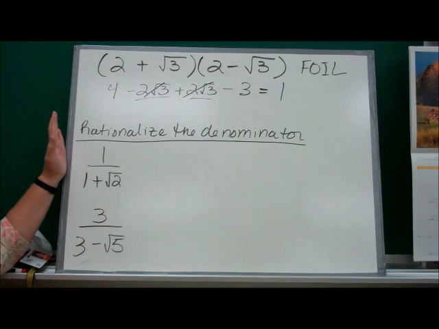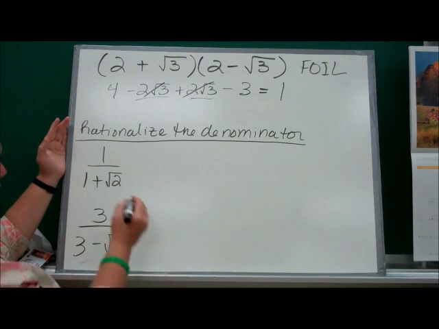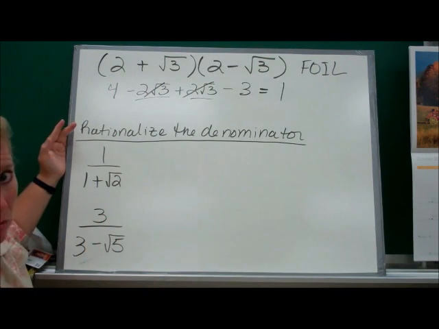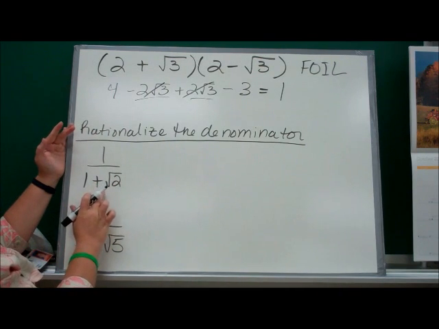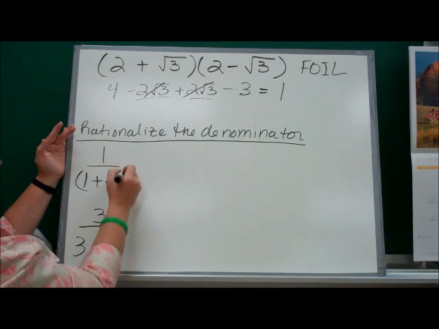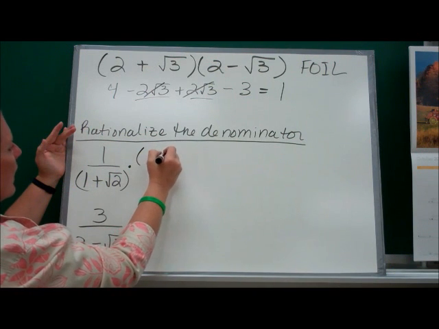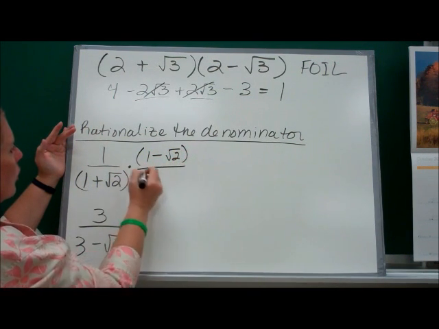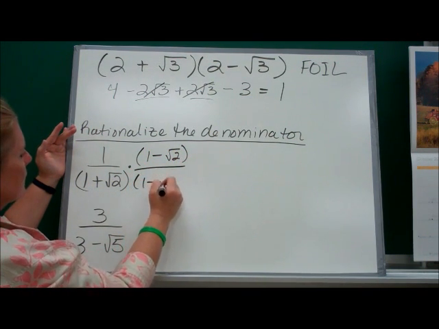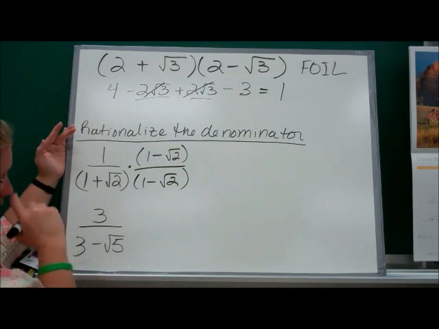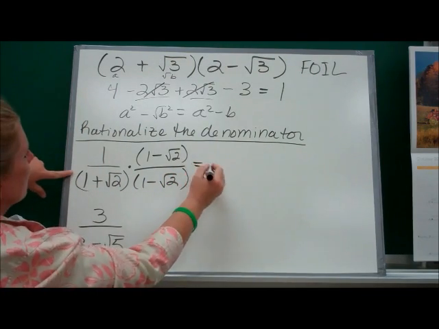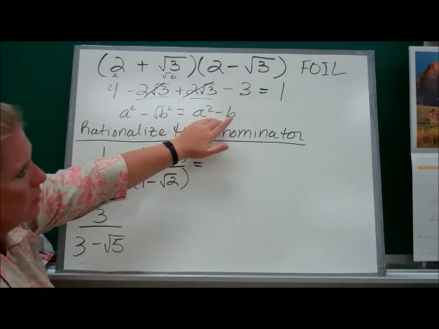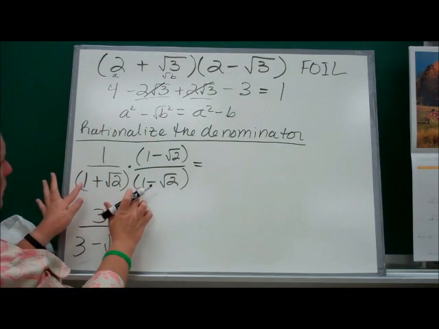Let's say we had a fraction that looked like this: 1 over 1 plus the square root of 2. Now I cannot just multiply by the square root of 2. We have to multiply by the conjugate pair. So we're going to multiply by 1 minus the square root of 2 over 1 minus the square root of 2. If we don't want to deal with the shortcut, FOIL always works.